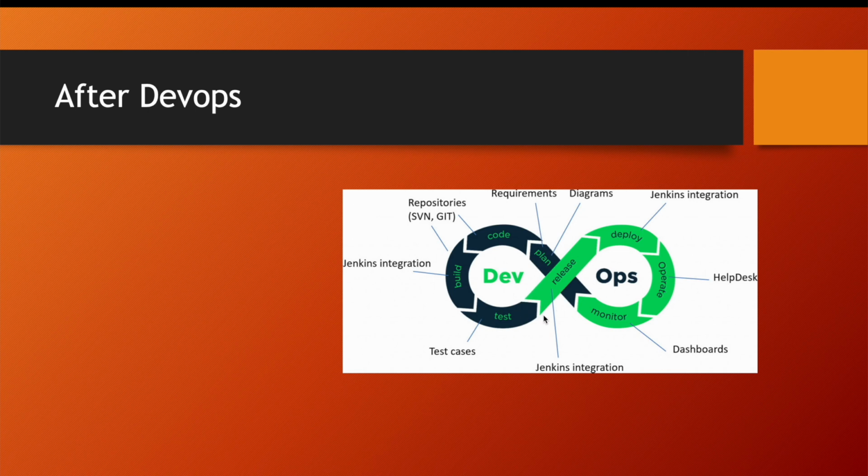Infinity sign in DevOps resembles that it is a continuous process and it increases the efficiency. It allows company to speed up the development process and it is more stable.